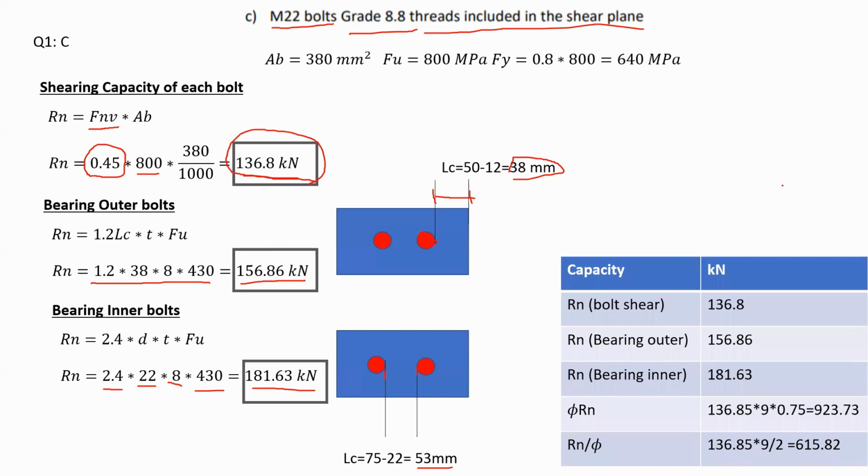And from there, you can basically, of course, have everything organized, and you can find the capacity of the connection based on this condition C to be equal to 136.85 multiplied by 9 bolts and multiplied by 0.75 according to LRFD. From there, you get 923. Lastly, if you'd like to calculate in accordance with ASD, you divide what you have calculated by 2. And from here, you get the capacity with ASD to be 615.82 kilonewtons.